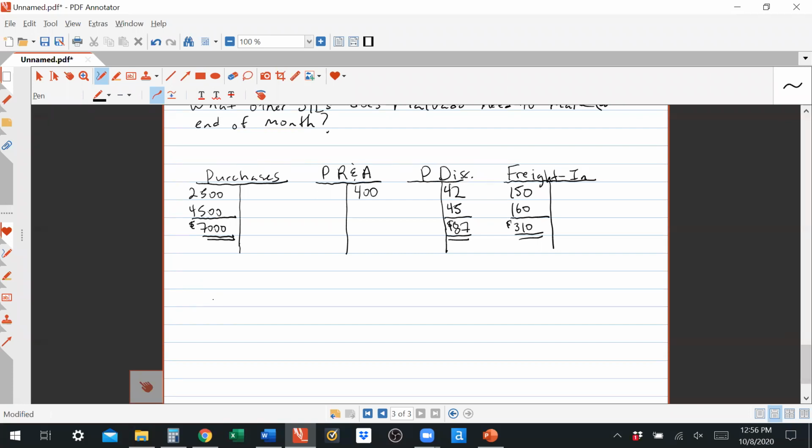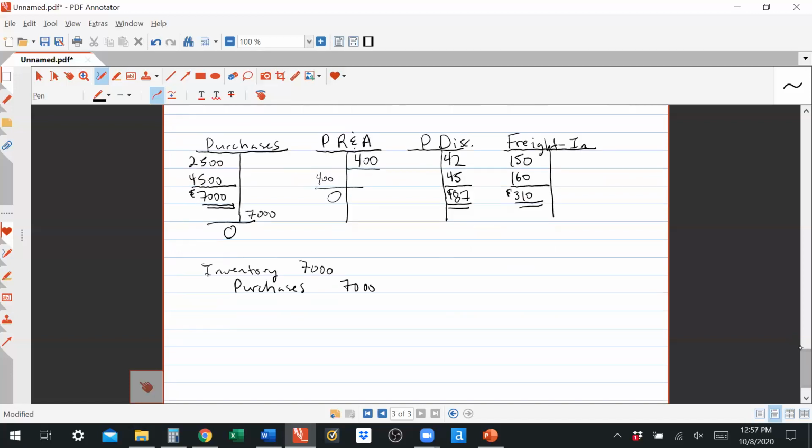So what we're going to do is make a journal entry to close out the purchases account. We're going to debit inventory for 7,000, credit purchases for 7,000. So now we credit purchases for 7,000. It has a zero balance. We're going to debit purchase returns and allowances for 400. So now it'll have a zero balance. And we're going to credit inventory.